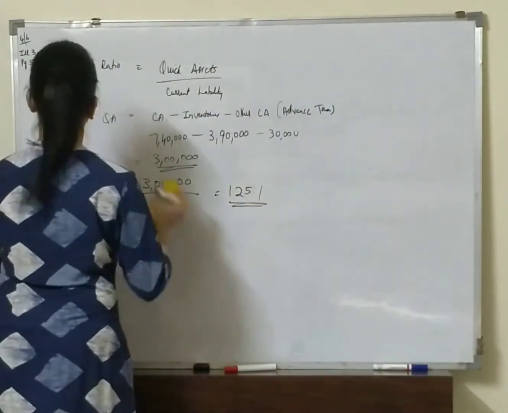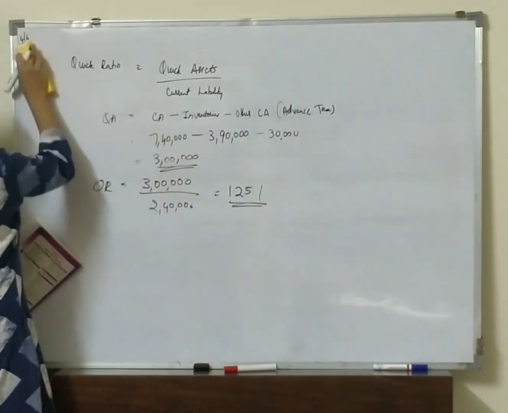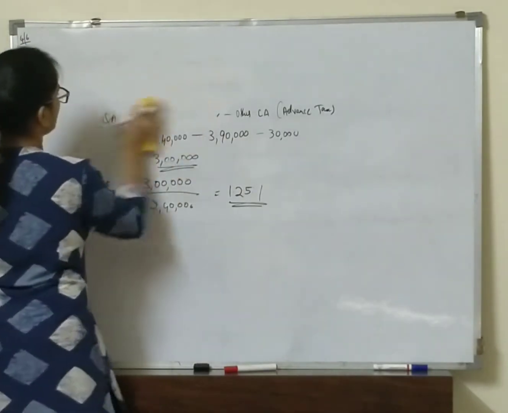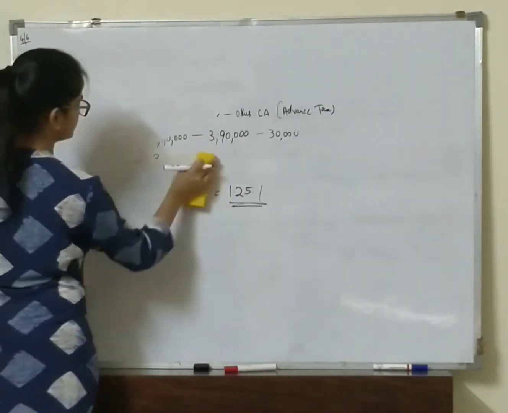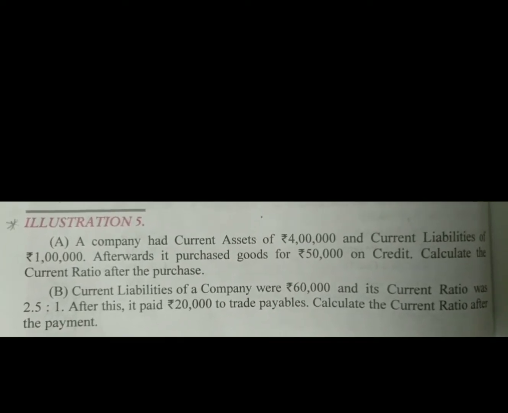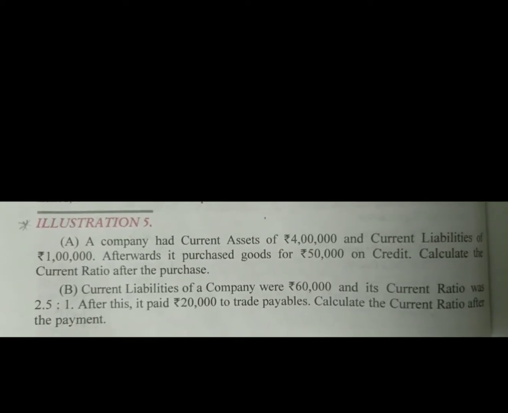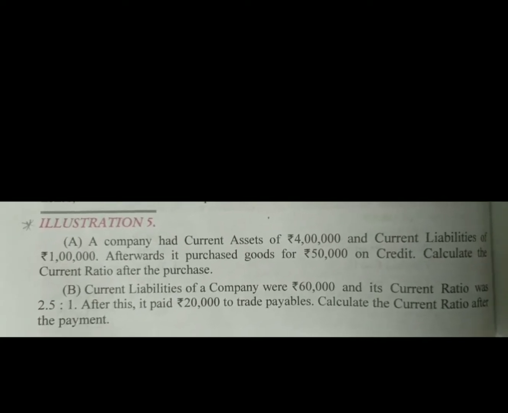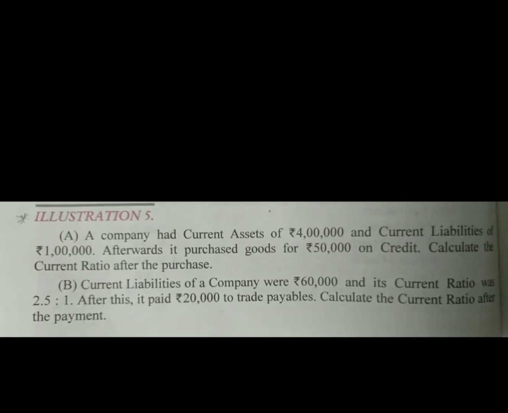I hope you all are very clear with the problem and the solution. Let's move on to the next problem. Next question. A company had current assets of 4 lakh and current liability of 1 lakh. Afterwards, it purchased goods for 50,000 on credit. Calculate the current ratio after the purchase.